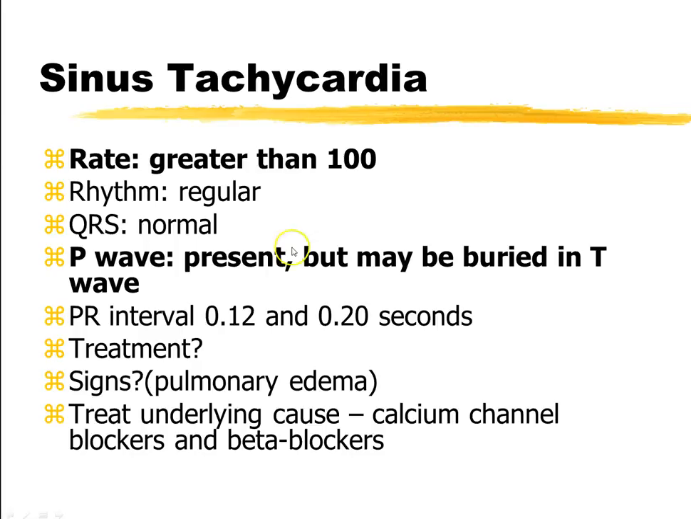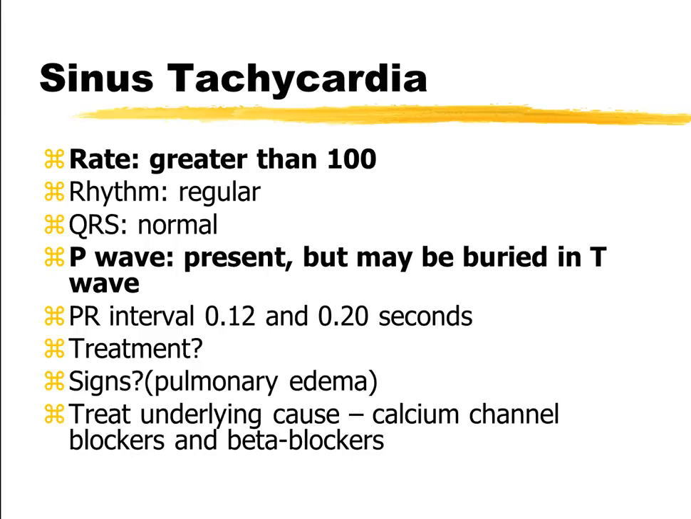Now, sinus tachycardia, remember, the impulse started up there in the SA node. The rate is greater than 100. Again, so it's higher than the normal parameter of 60 to 100. The rhythm is regular, QRS is normal, the P wave is present, but because we get so many of them back to back, it could be the P wave is underneath the T wave, and it gets kind of hard to figure it out.